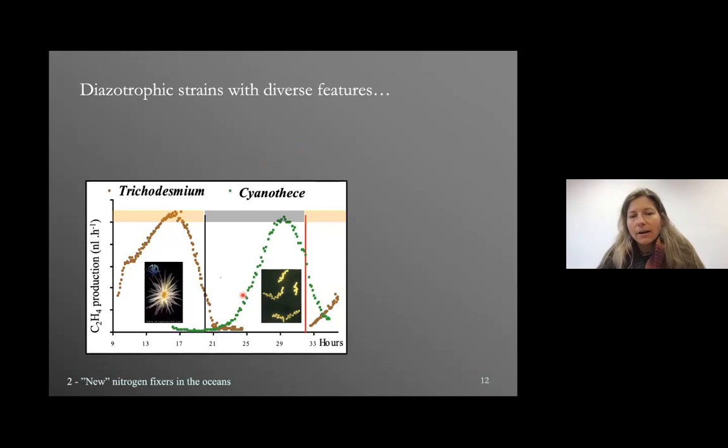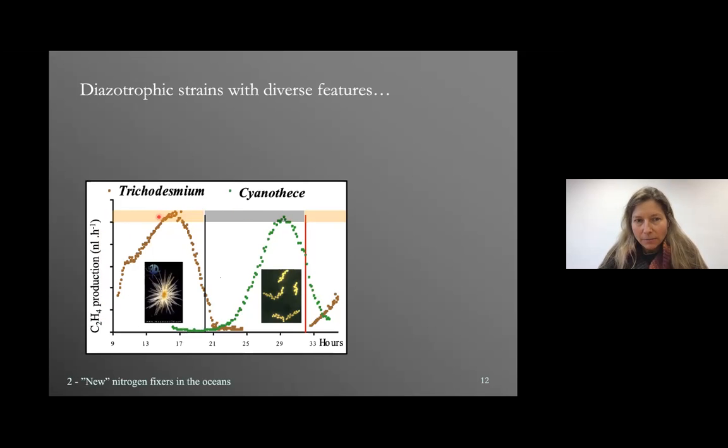If we compare here a filamentous strain, Trichodesmium, and a unicellular one, you have the illustration here on this graph of what I just said before. So this graph represents 1 day, about 24 hours on the x-axis, and the y-axis is the ethylene production. It's just a proxy for the activity of the nitrogenase enzyme. The day is partitioned into equal lengths of light and dark.